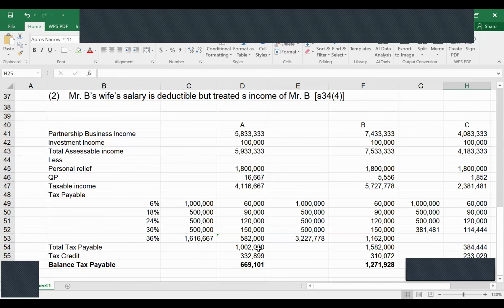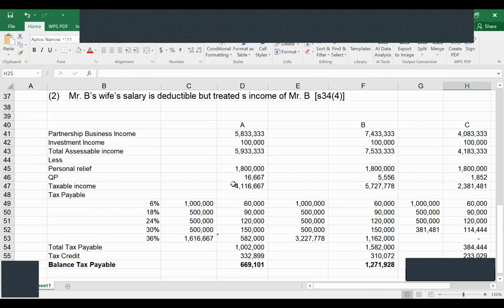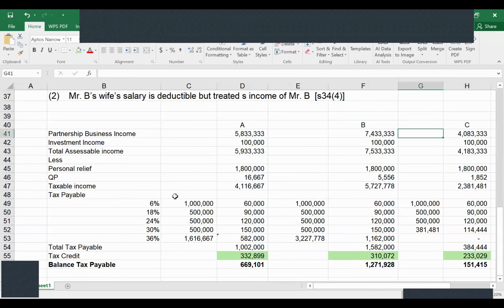payable. So to that total tax payable, we can give a tax credit which has already been paid by the partnership. So that amount can be given as a tax credit. This is a tax credit. Then we will have balance tax payable.